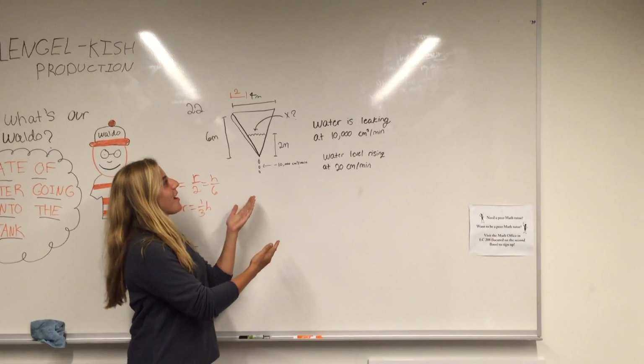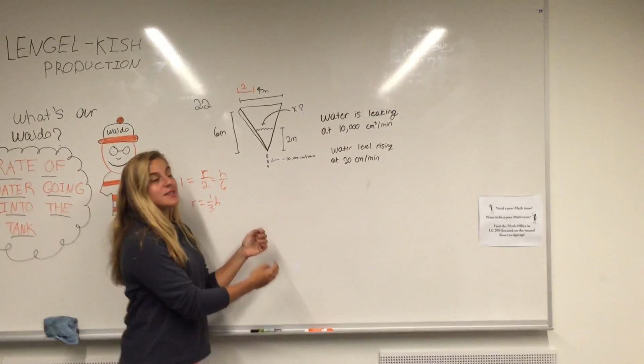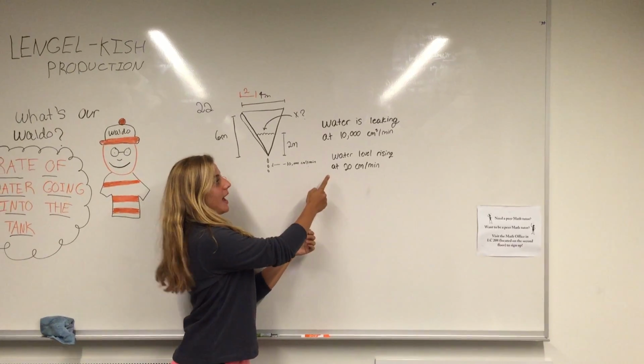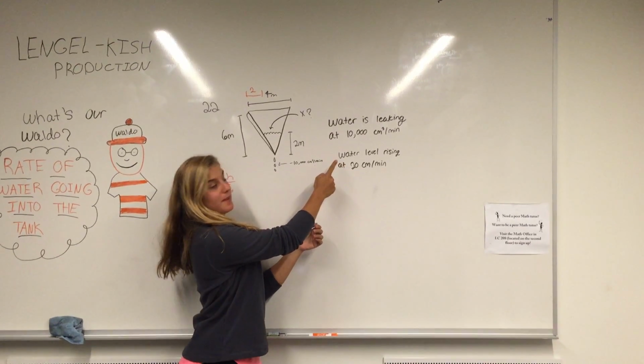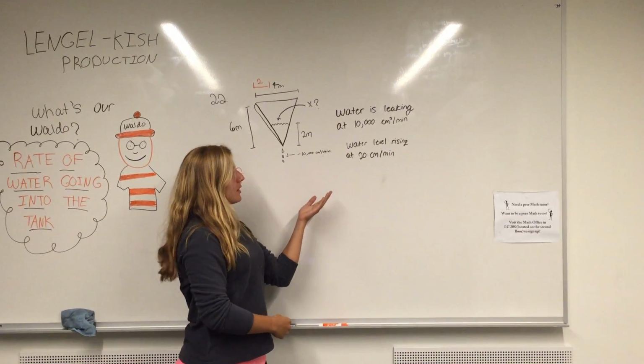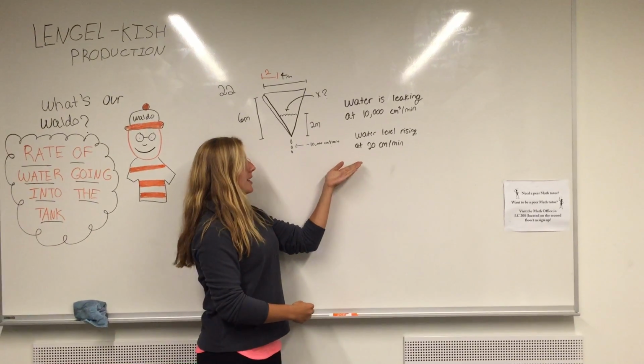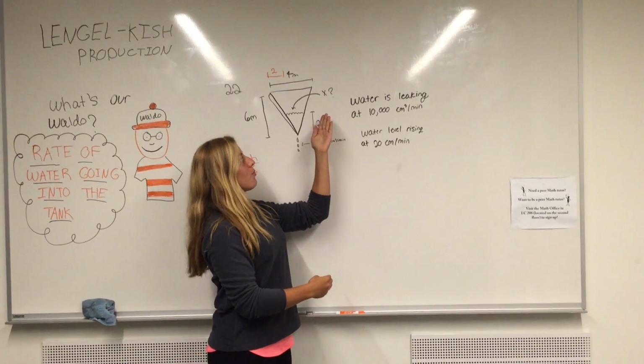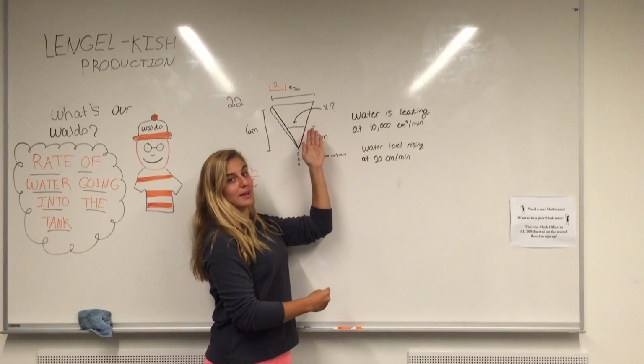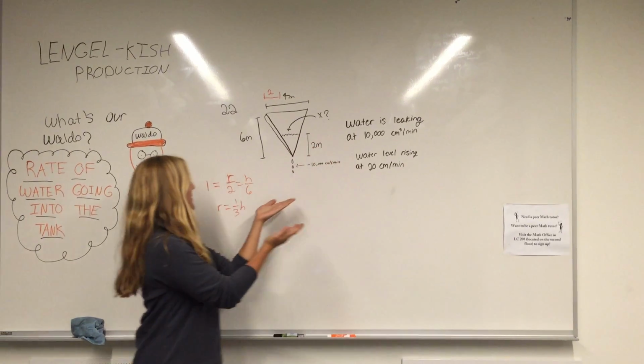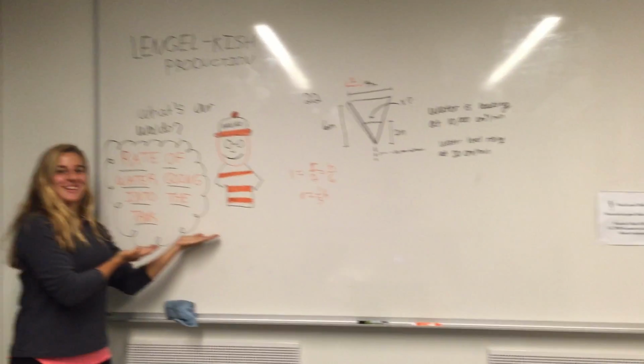So here we have our right cone tank. Water is leaking out of the tank at 10,000 centimeters cubed per minute. And we know that the water level is rising at 20 centimeters per minute, but we don't know what the rate is that the water is going into the tank. So that is going to be our Waldo.